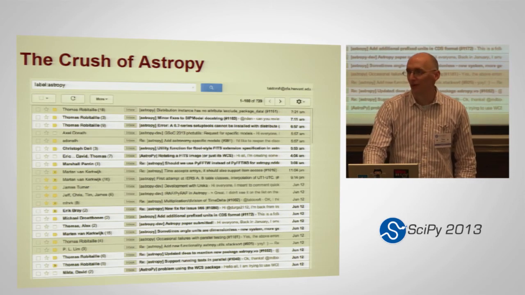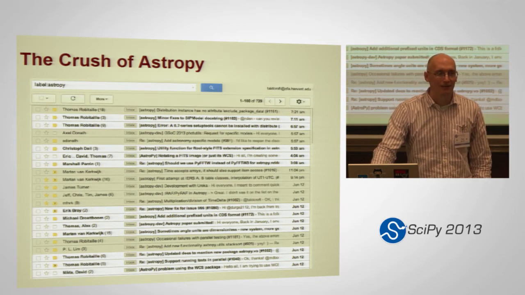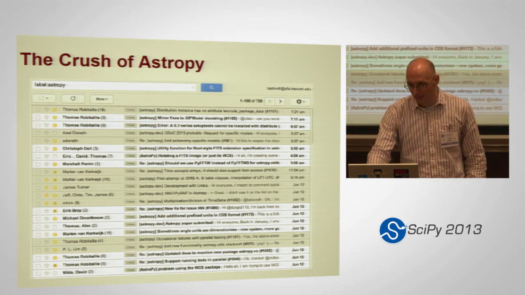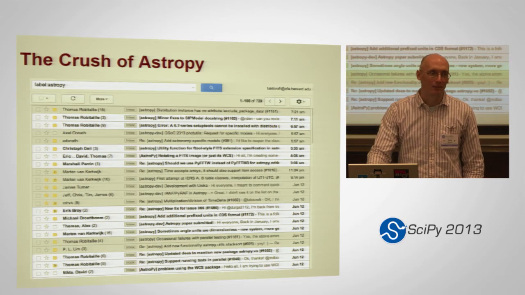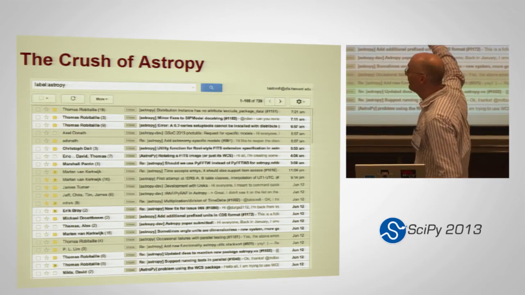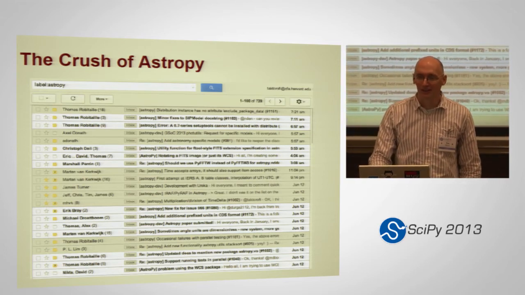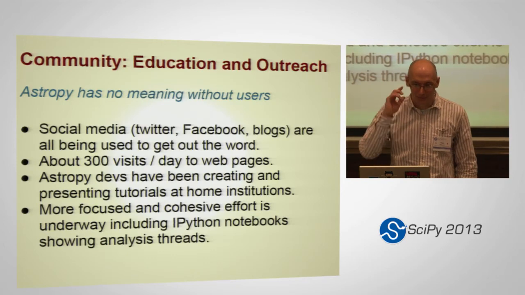This is the crush of AstroPy, someone that receives email about all of the activity on GitHub. This is how my inbox looks when I wake up in the morning some days. You can see the people in Europe have started talking overnight, so it's just a lot of activity, and that's good.